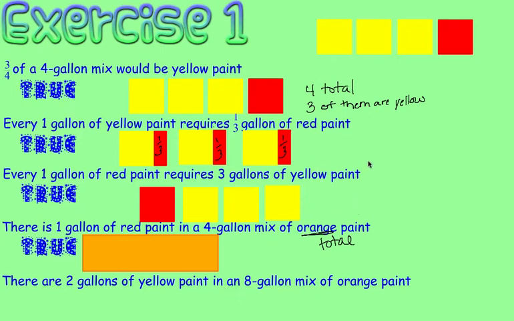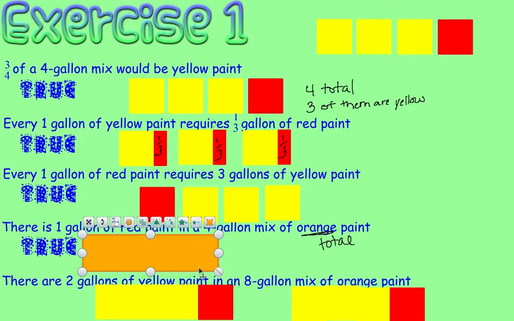Well, let's map it out. If I have an 8-gallon mix of orange paint, that means I've mixed the mixture twice. So I have 1, 2, 3 yellow, and 1 red. There's a 4-gallon mixture of orange paint. And then I have again 1, 2, 3 yellow, and I have to add another red. Now I have 8 gallons. I have 4 gallons of orange paint here and 4 gallons of orange paint here.